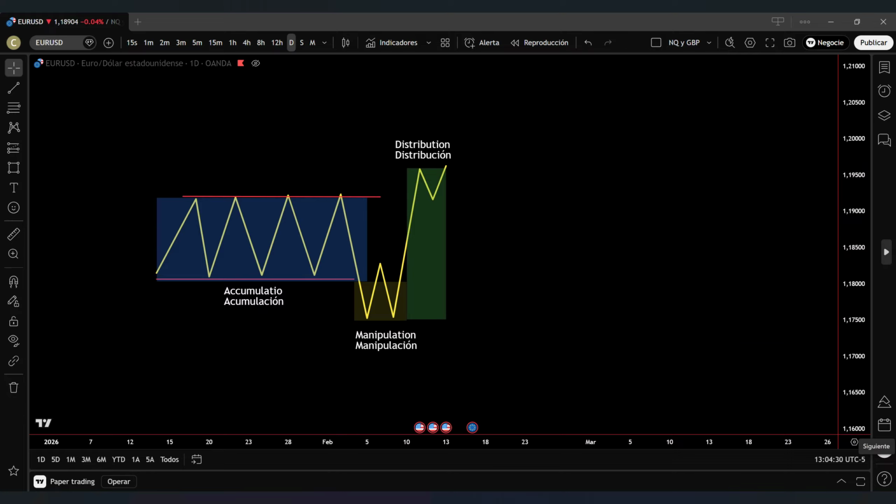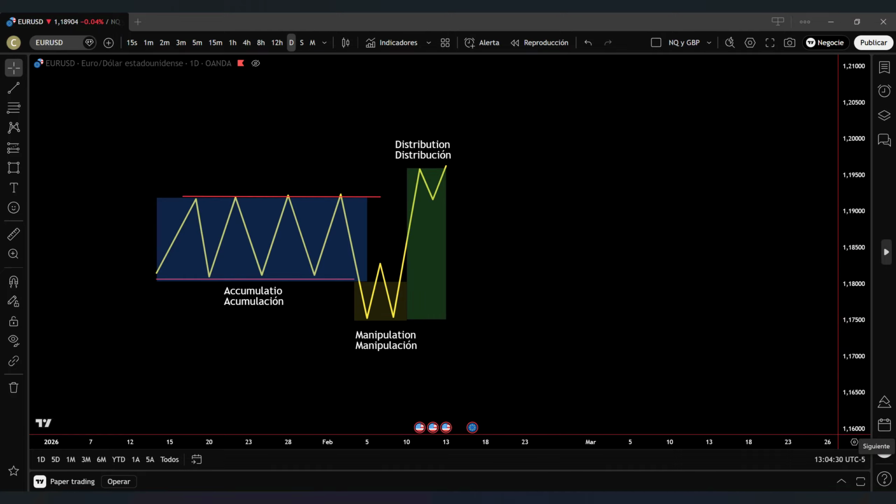The AMD model seems simple when we see it like this: a clear accumulation, a quick manipulation to trap liquidity, and an expansive distribution. However, in real-world trading, scenarios are often much more complex to detect. The market doesn't always move so cleanly, and phases often overlap or present false confirmations that can confuse the trader.